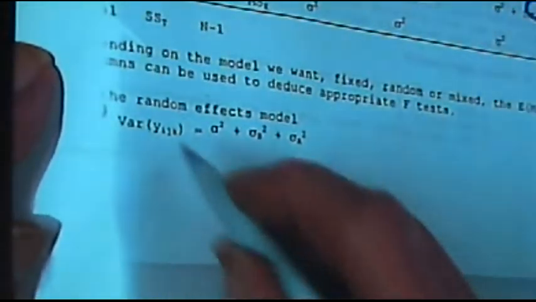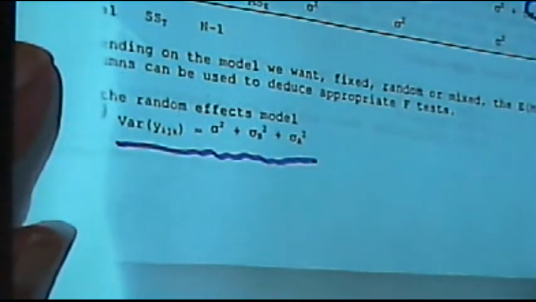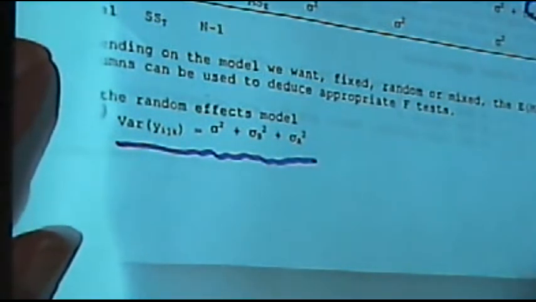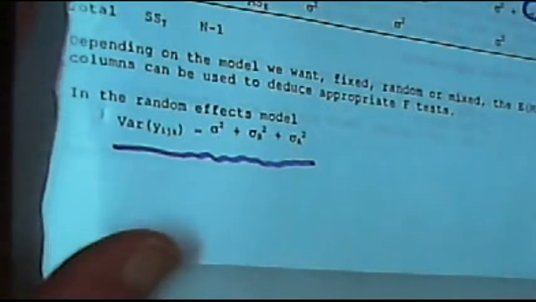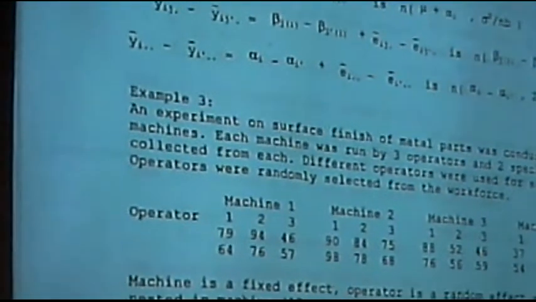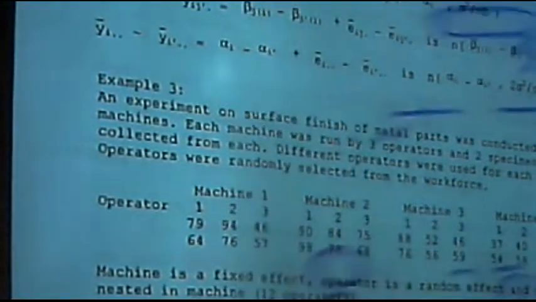So the last line at the bottom of this page says, the variance of an observation is comprised of those three components. This is in the random effects case, where both A and B are random. And it says on the next page, the components of this variance can be estimated by considering the expected mean square column. Well, what do I mean by that?